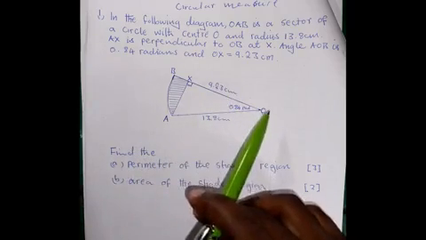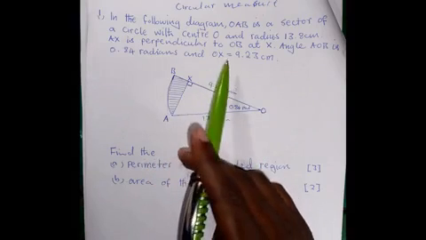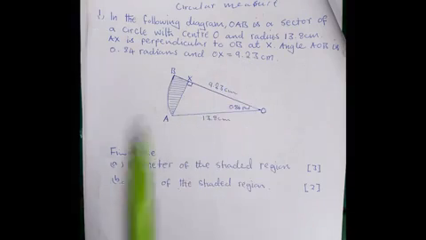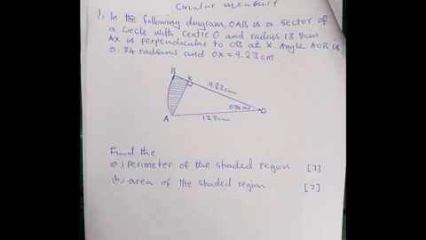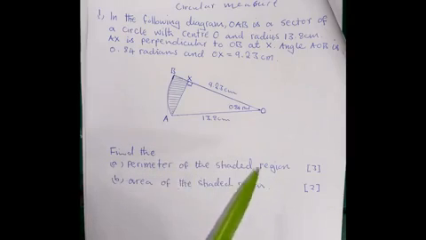And OX is equal to 9.23. Okay, so now let's answer this question. The first one is to find the perimeter of the shaded region. The second one is the area of the shaded region.